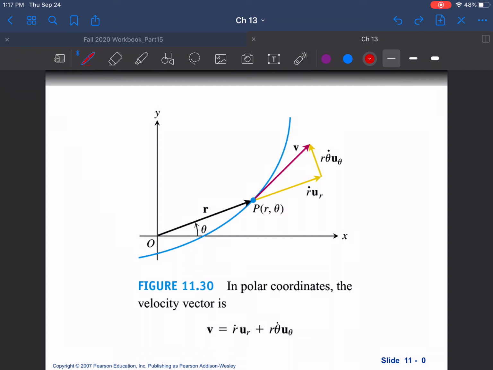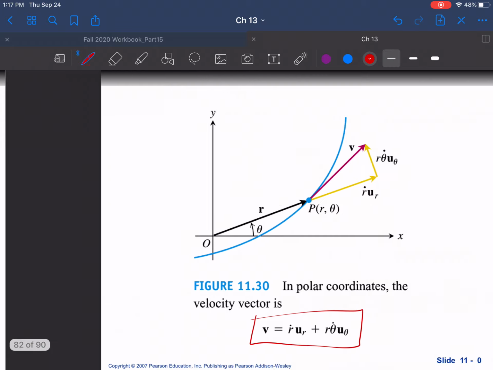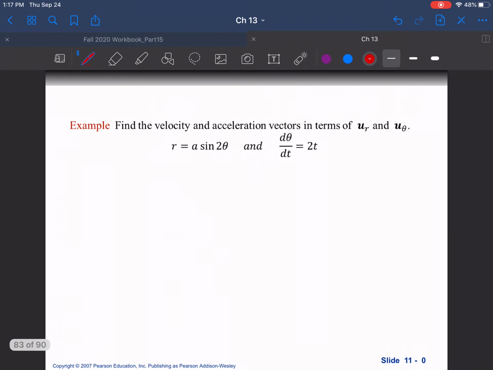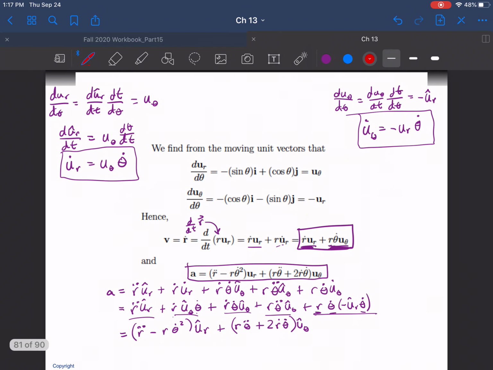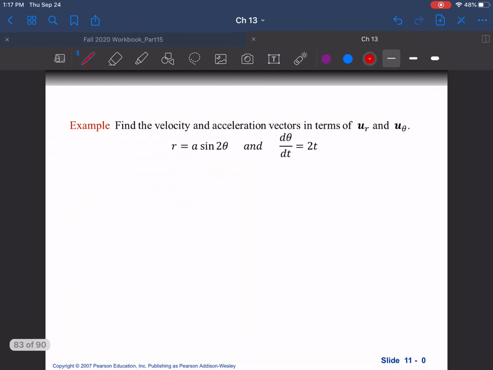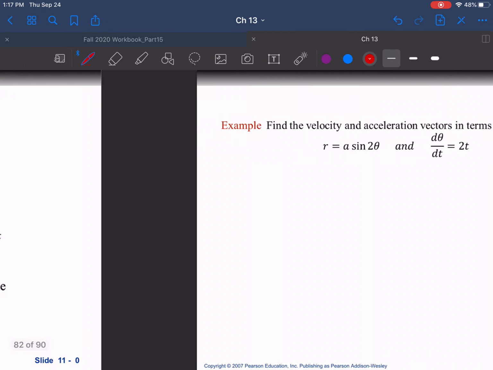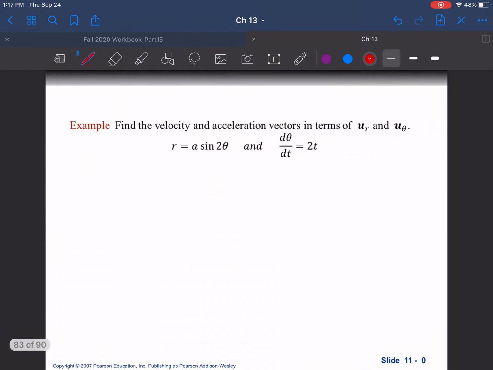Okay, so add those two together, there's our velocity vector, which is what we got over here. All right, so here is: find the velocity and acceleration of the vectors in terms of UR and U theta. So you're going to go through and just do what we had been doing over here, going through and giving that a try. So we need to have, to do this, sorry, going too far.